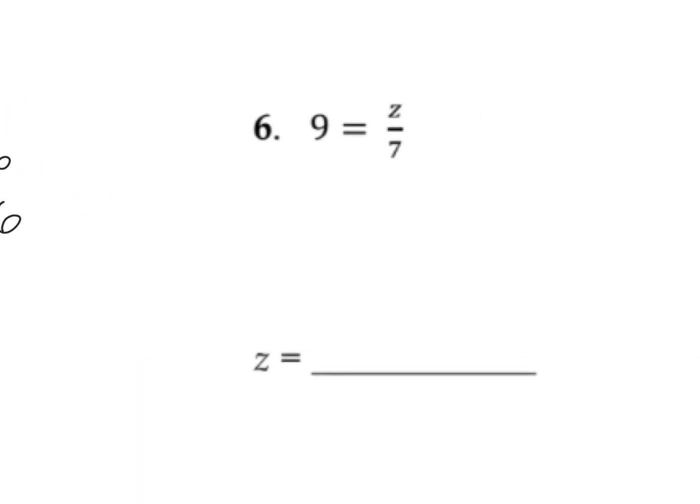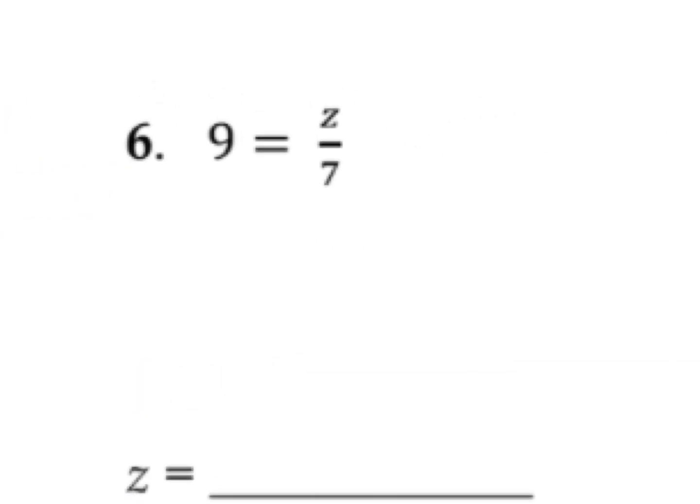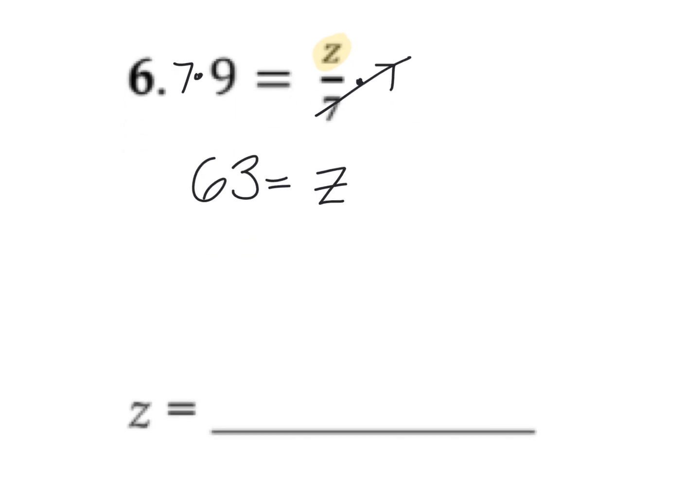Number 6. Again, find your variable. Here I have z being divided by 7, so I need to do the opposite of division, which is multiplication. So I'm going to multiply both sides by 7, because in the problem there's division, so I have to do the opposite. So I just have a z. And then on the left, I have 7 times 9, which is 63. So I get z equals 63.